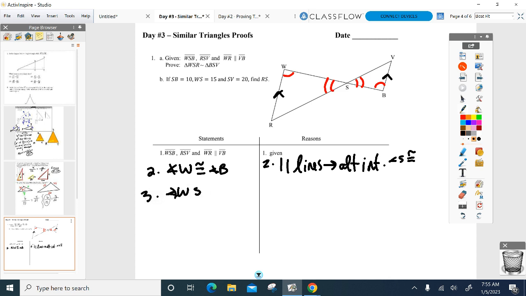Angle WSR congruent to angle VSB. And I don't know if I mentioned this yesterday or not, how frustrated I'm getting with vertical angles. Did I mention it yesterday? Stop putting reflexive. I don't know where it's coming from. They're vertical. Reflexive is one angle is equal to itself. These are vertical angles.